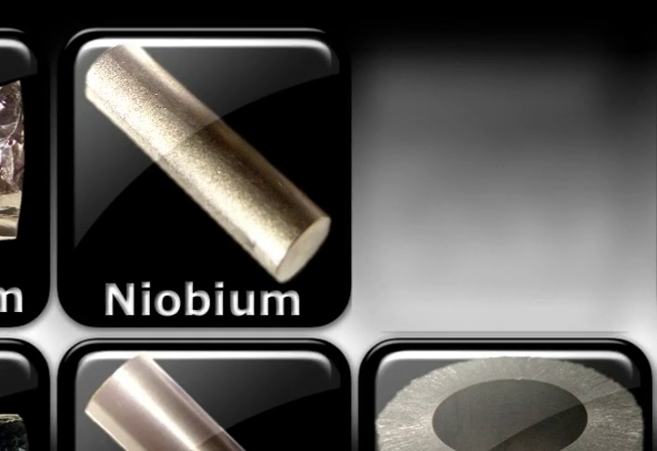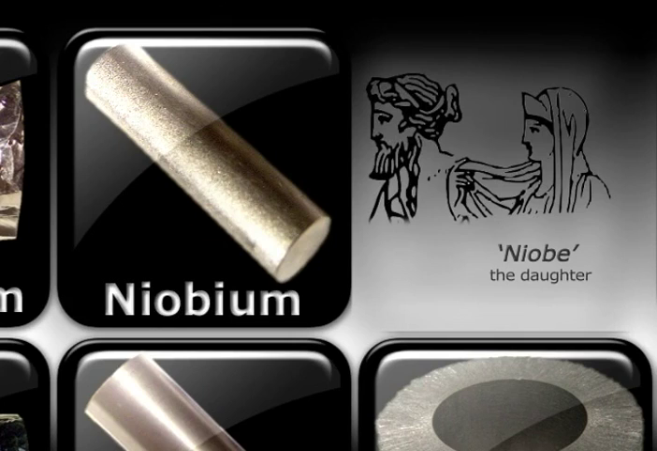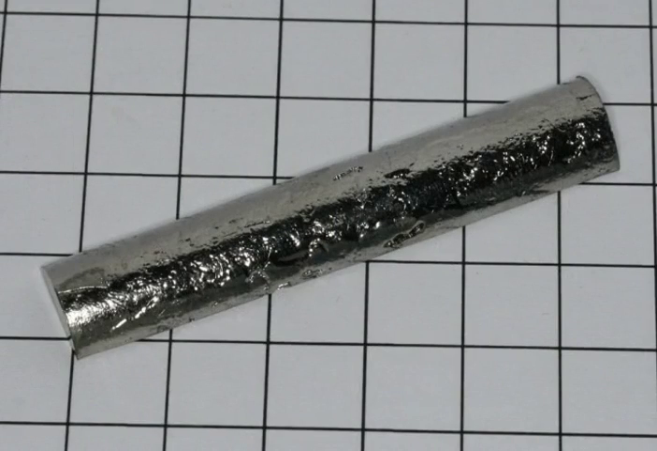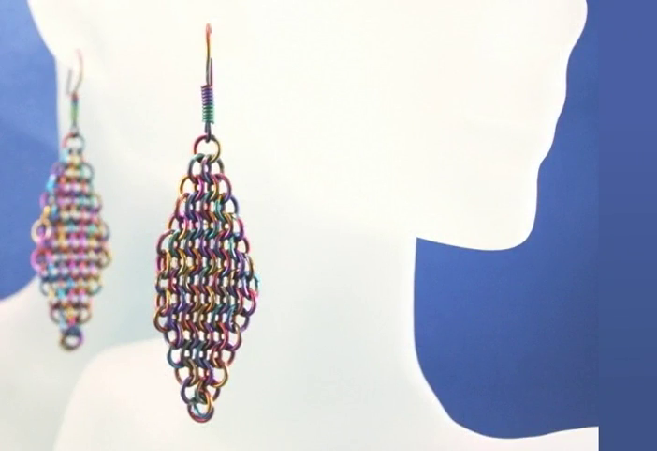Niobium. Niobium and the next element, tantalum, are so similar they were named after a mythological Greek family, the daughter Niobe and her father Tantalos. Pure niobium is completely non-toxic and harmless to the human body, which is why earrings and nose rings and other jewelry are made from niobium.